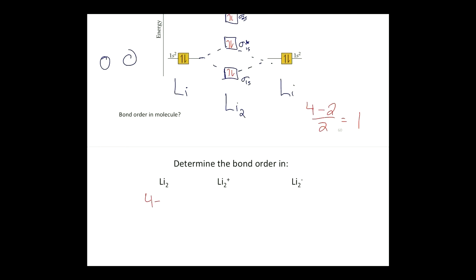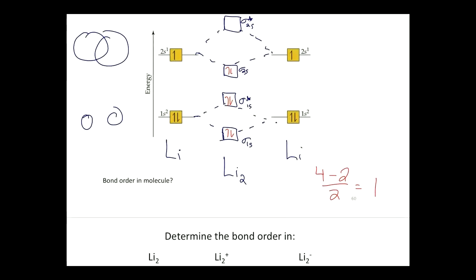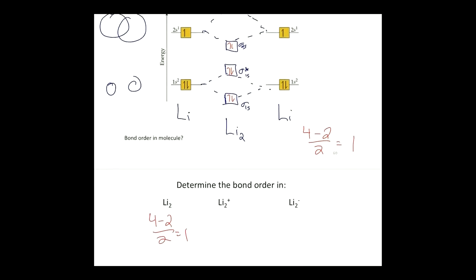So 4 minus 2 over 2 equals 1. What about the lithium cation? What do we do to make the lithium cation? We remove an electron. Any electron? No, the topmost electron. So we are removing this electron. Note what kind of molecular orbital it's in. It's in a bonding orbital. So without doing the calculation, are you going to strengthen or weaken the bond if you remove an electron from a bonding orbital? Weaken the bond, yeah. So you will weaken the bond, but let's calculate it anyway.